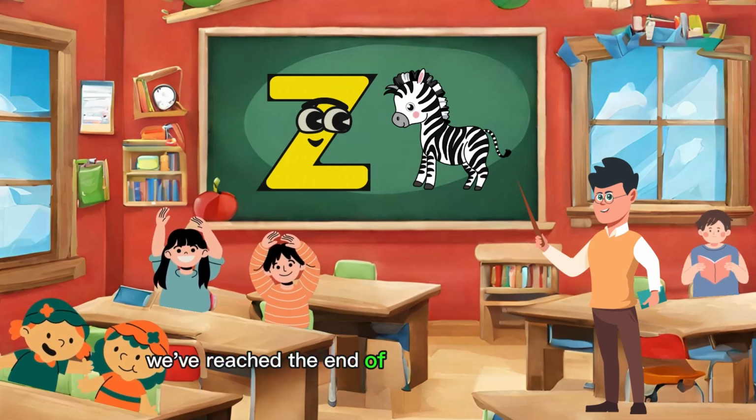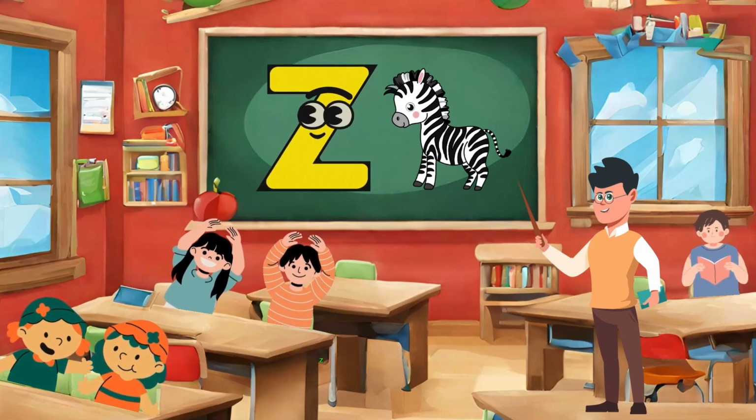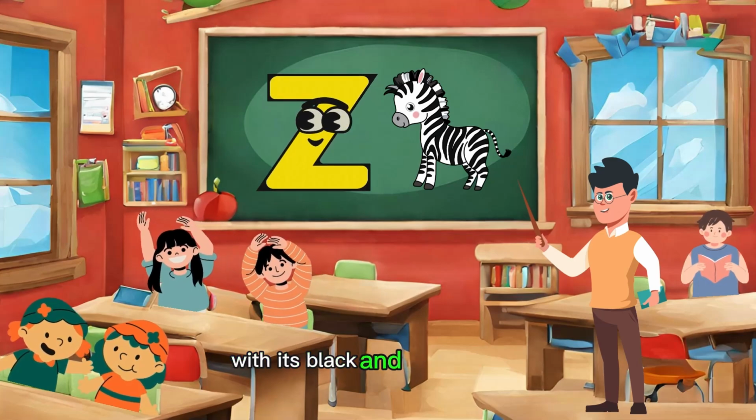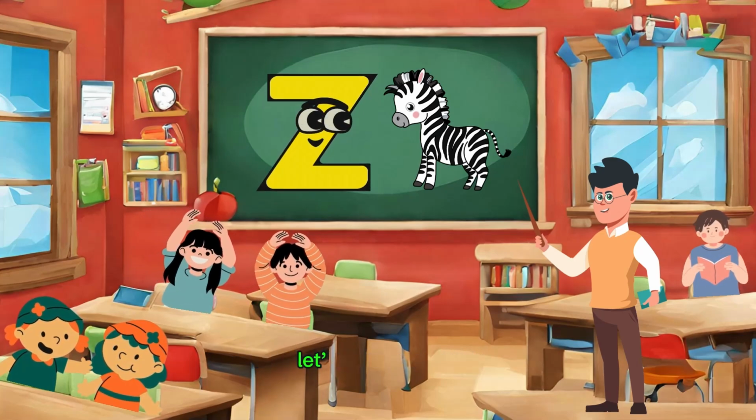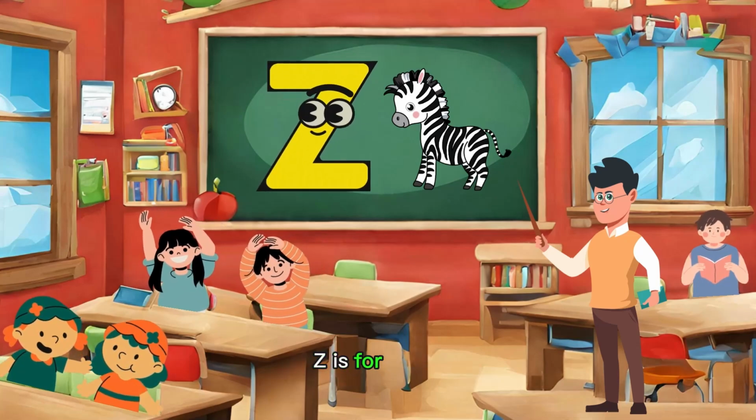We've reached the end of our alphabet adventure, my little champions. Can you guess what Z stands for? Z is for zebra. With its black and white stripes, it's a sight to behold. Let's gallop along and say it with zest. Z is for zebra.